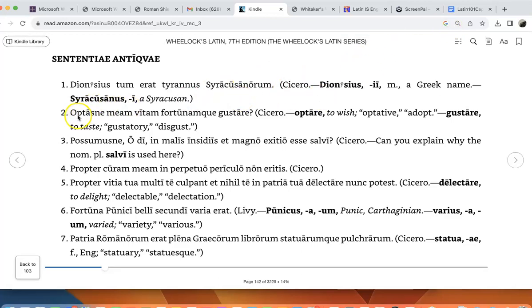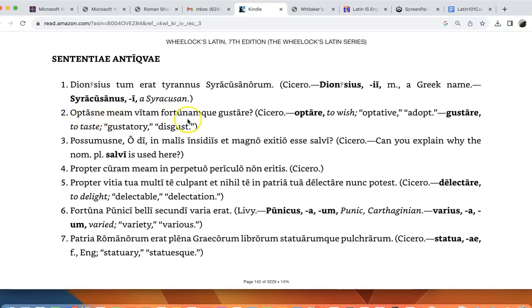All right, number 2 here. "Optasne meam vitam fortunamque gustare?" So they give us a little bit of help here. This one's a little bit trickier.